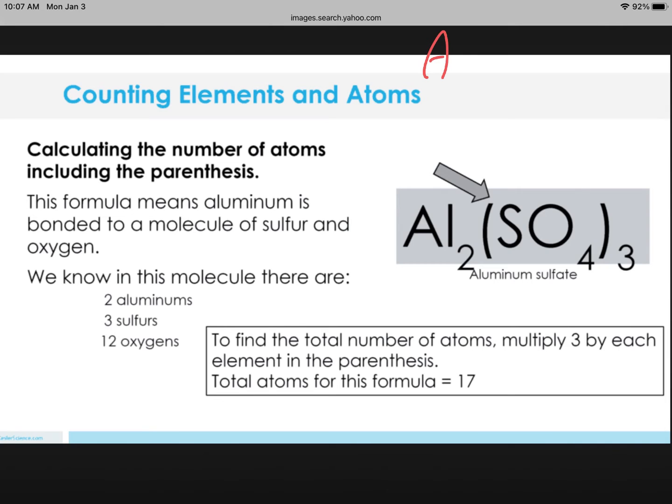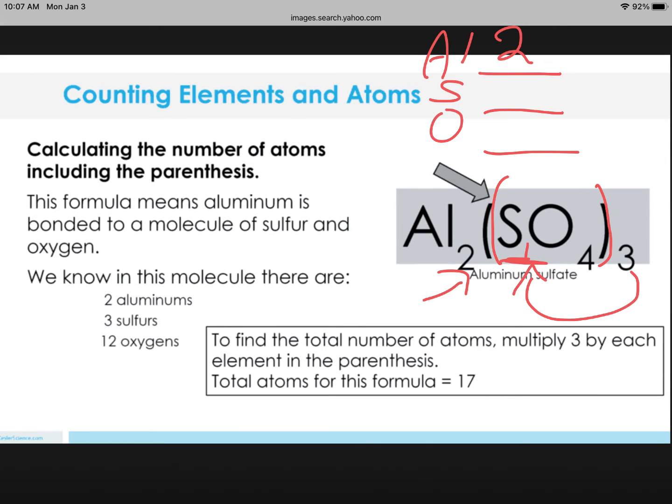So here we have aluminum, we have sulfur, and we have oxygen. Now aluminum, what's my subscript for aluminum? 2, very good. So that means you have 2 aluminums. What's my subscript here for sulfur? 1, very good. Because there's no number at the bottom, that means you have 1 sulfur. But now, because of these parentheses, this 3 is going to multiply to everything inside your compound. So it's kind of like the FOIL method in algebra. That outside number multiplies to everything on the inside.